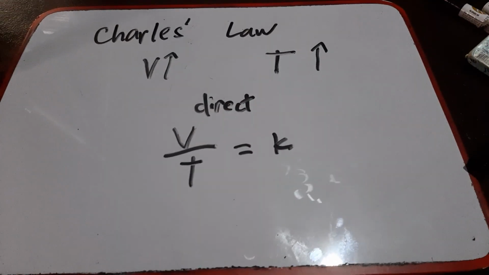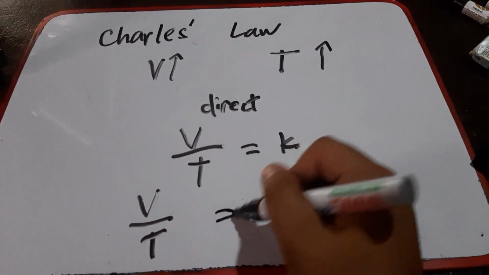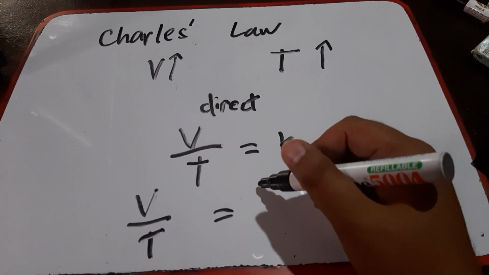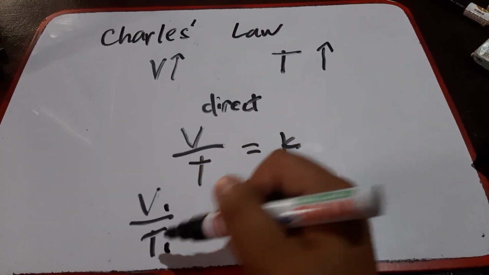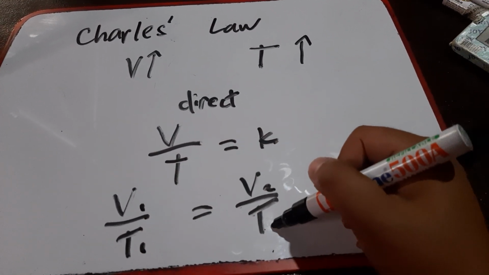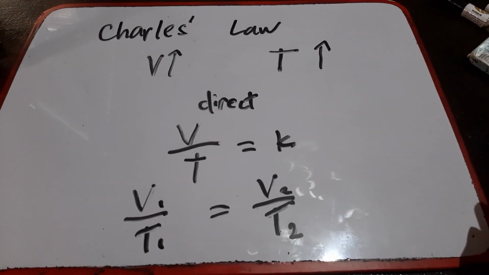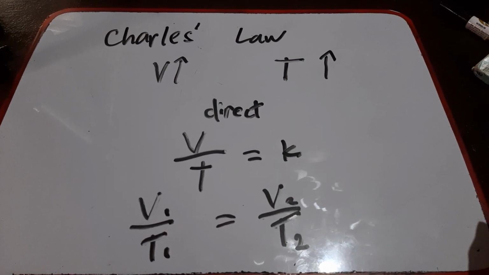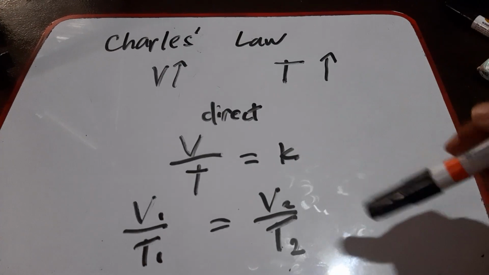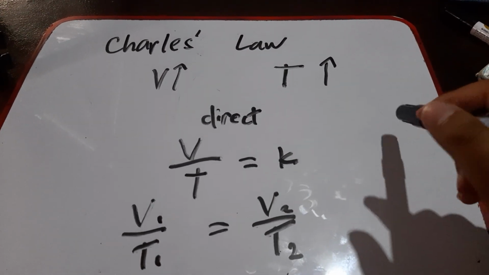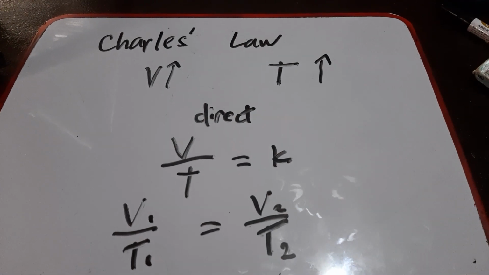to compare the initial volume and the final volume, and initial and final temperature, that would be V1 over T1 is equal to V2 over T2. Alright, so this is our Charles' law, no? The relationship of the volume and the temperature.